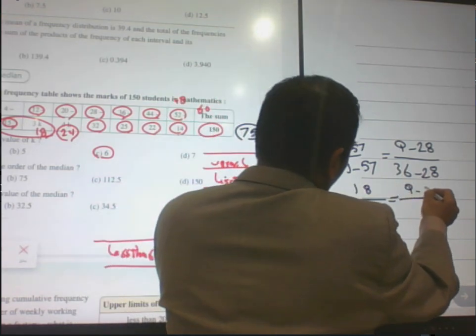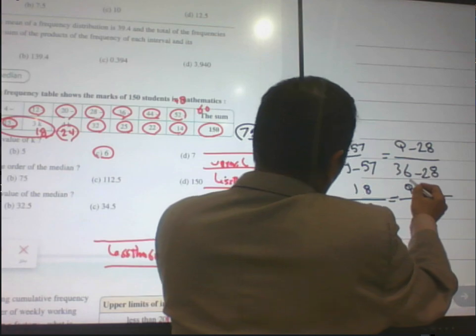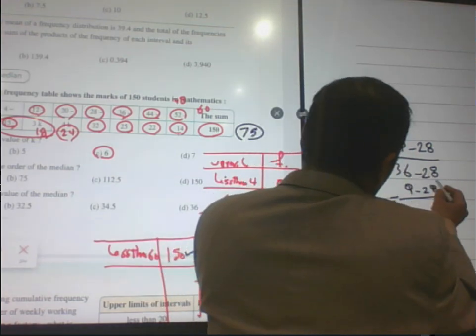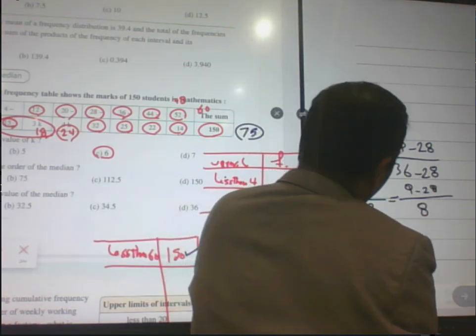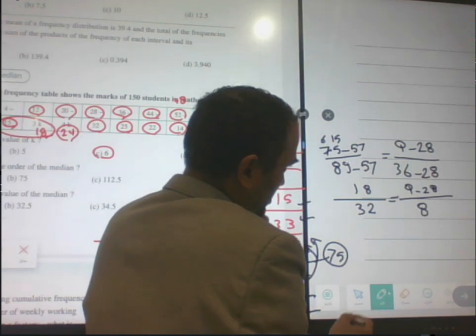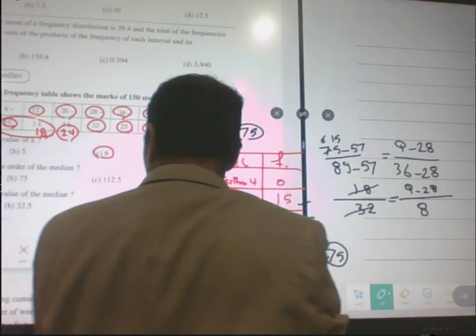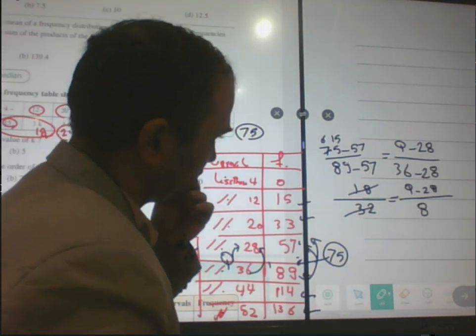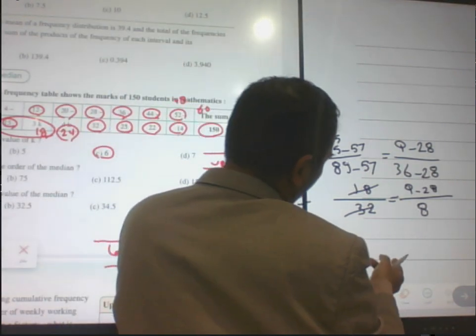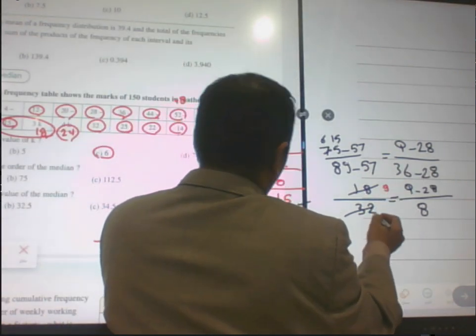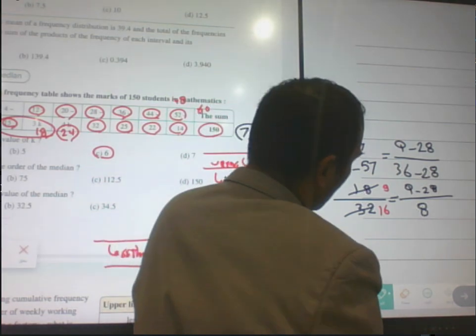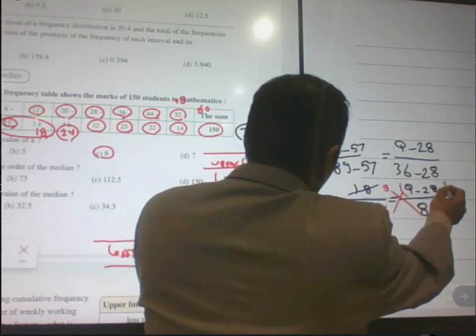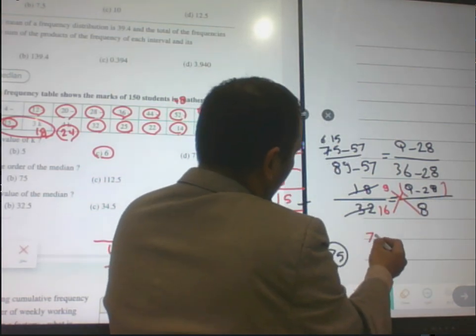And here Q subtract 28 over 36 minus 28, 16 minus 8 equals 8. Then we can simplify. We can simplify here: 18 divided by 2 equals 9, and 32 divided by 2 equals 16. Then the product of extremes equals the product of means. 8 times 9 equals 72.